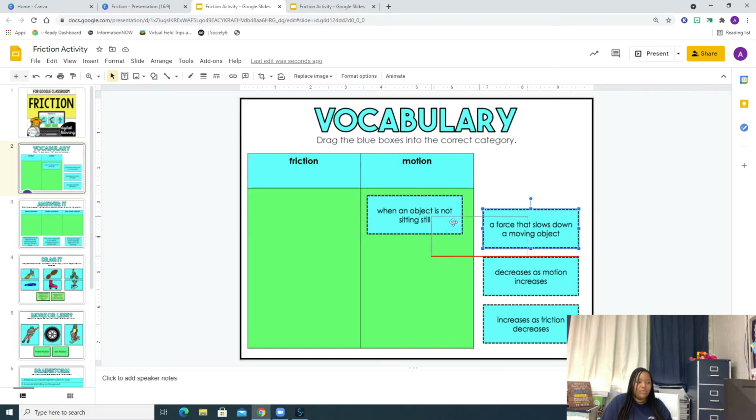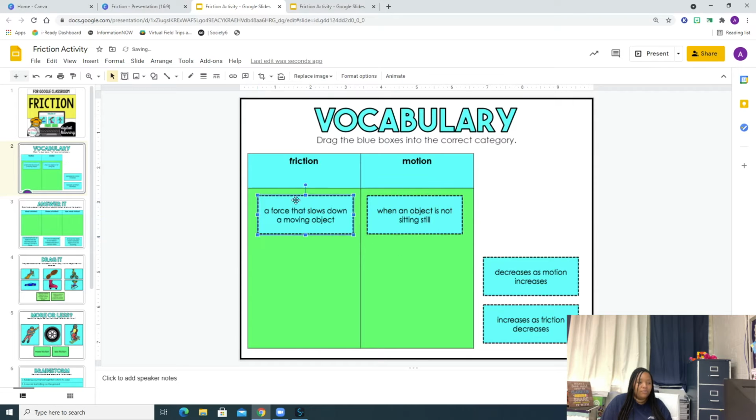A force that slows down a moving object. We know that that is force. We just learned about that. Decreases as motion increases. So as things are going faster and moving more, the friction must be decreasing. So we're going to move that over to friction.